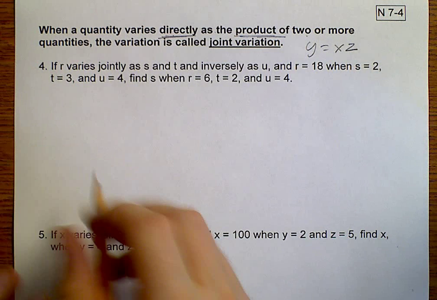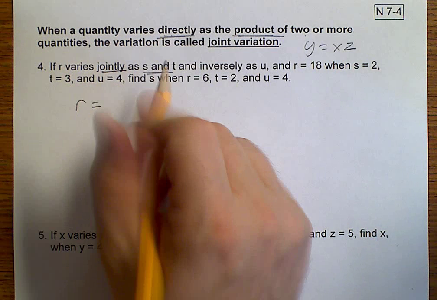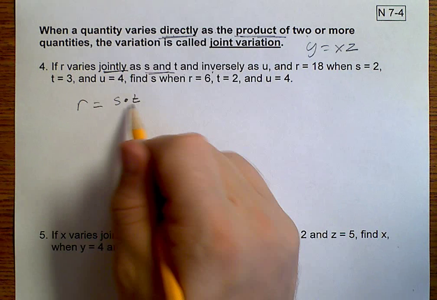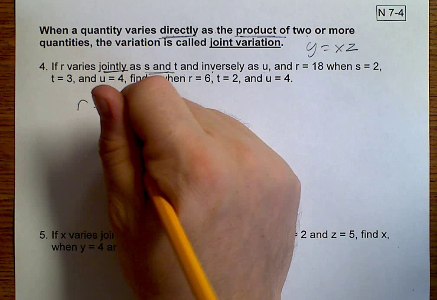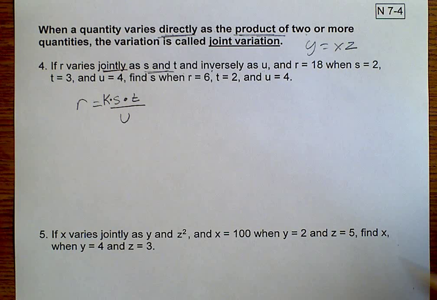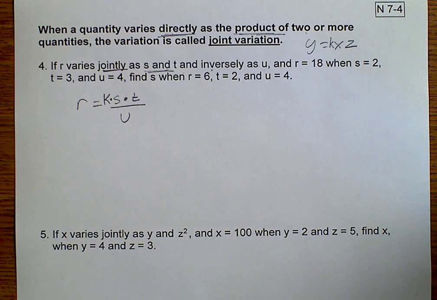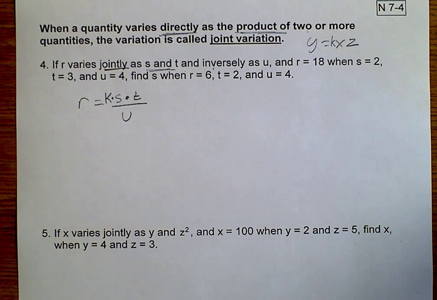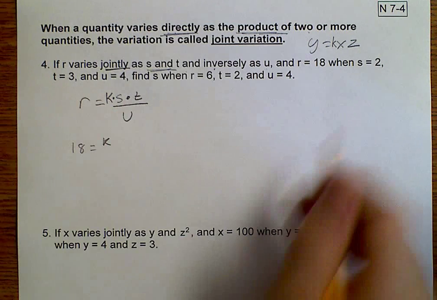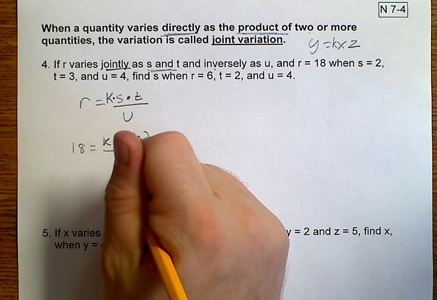So let's go ahead and look at number 4. It says r varies jointly as s and t, so that means s times t, and inversely as u, and then we can't forget our constant. Now let's get some numbers in here. It says that r equals 18, we have k, s equals 2, t equals 3, and u equals 4.